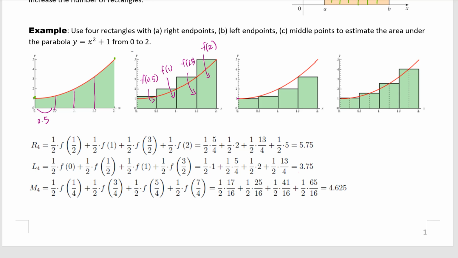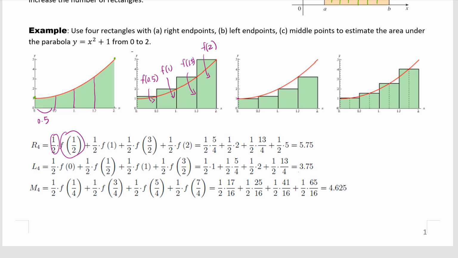So what is that area? For the first rectangle, the width is 0.5, times the height, f of 0.5, plus 0.5, the width, times the height, f of 1. The third rectangle, the width is 0.5, and the height is f of 1.5. And the last one, the width is 1/2, and the height is f of 2.